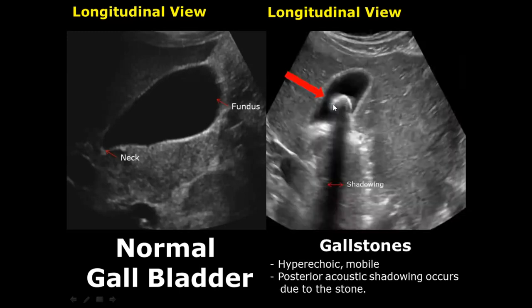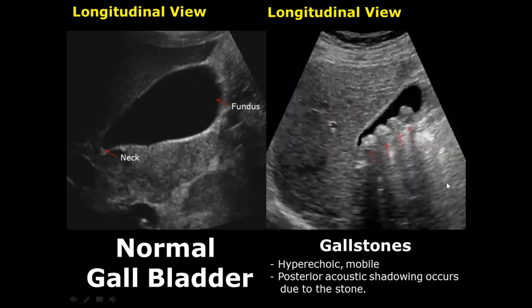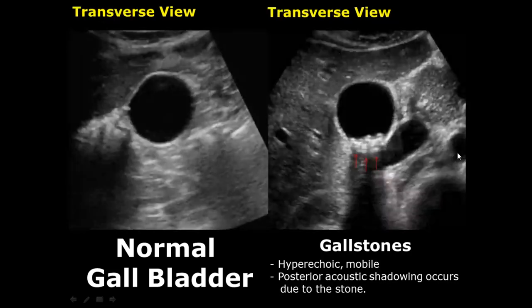Gallstones appear as hyperechoic structures inside the gallbladder, and they will produce posterior shadowing. In this image there are 4 gallstones, and each one is producing its own shadow posteriorly. This image shows 3 gallstones also producing posterior shadowing.